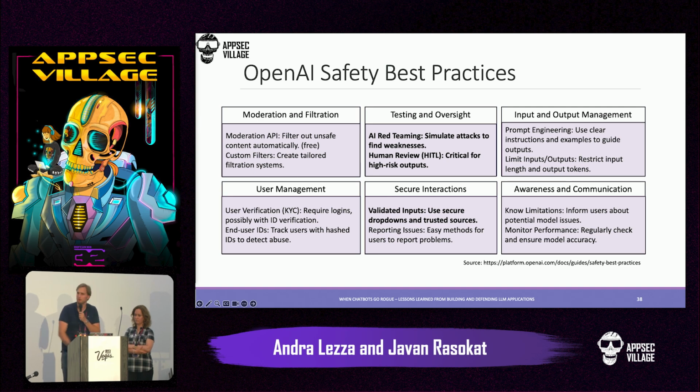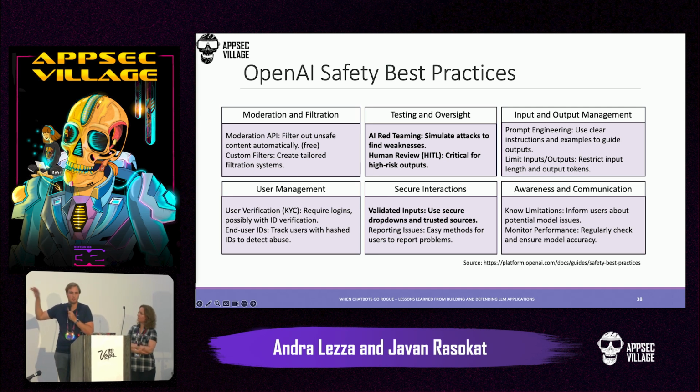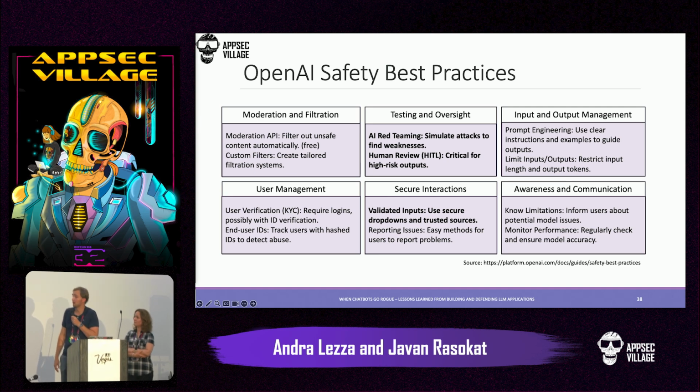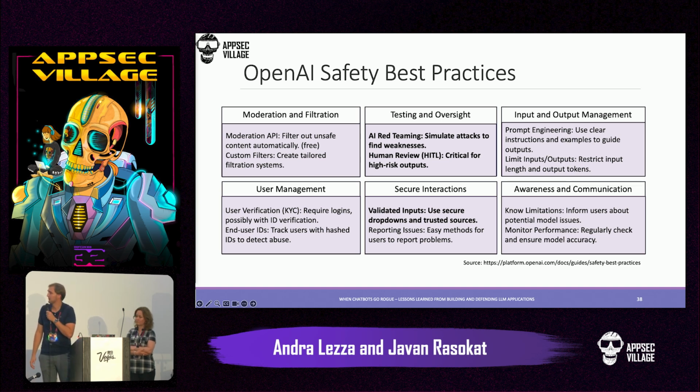And a few things which I want to highlight. They actually mention AI red teaming as a practice, so simulate attacks, writing your own prompt injection. We need human review for critical outputs. And what's actually fun that they write is we want to have validated inputs, so we use secure dropdowns and trusted sources. But even ChatGPT is a chatbot, and there's no dropdown where you can select some predefined statements. But it's one of the suggestions from the best practices.